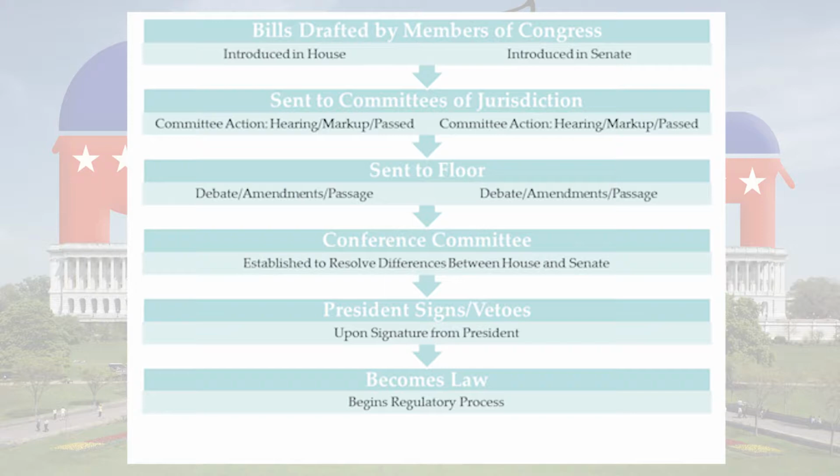And once it works its way through both the House and the Senate, it would go to what's called a conference committee, and that is where select members of the House and Senate sit down in a committee and resolve the differences between the House and Senate versions of the bill. That resolved version then goes through both the House and Senate again before being sent to the President, who either signs or vetoes the bill.